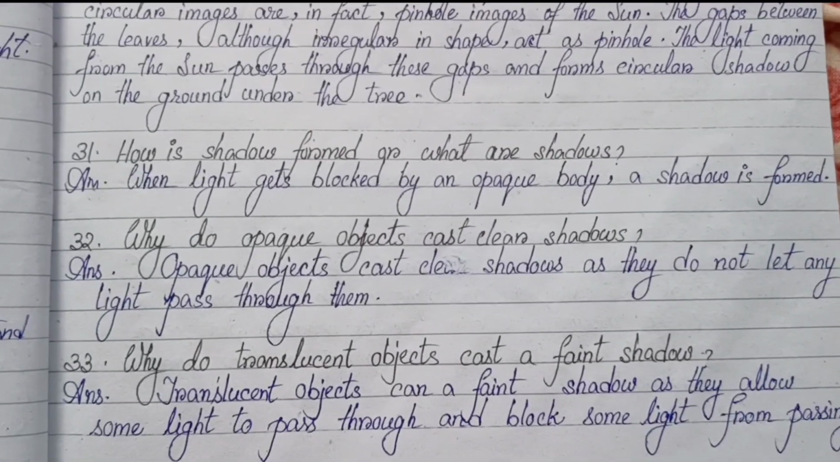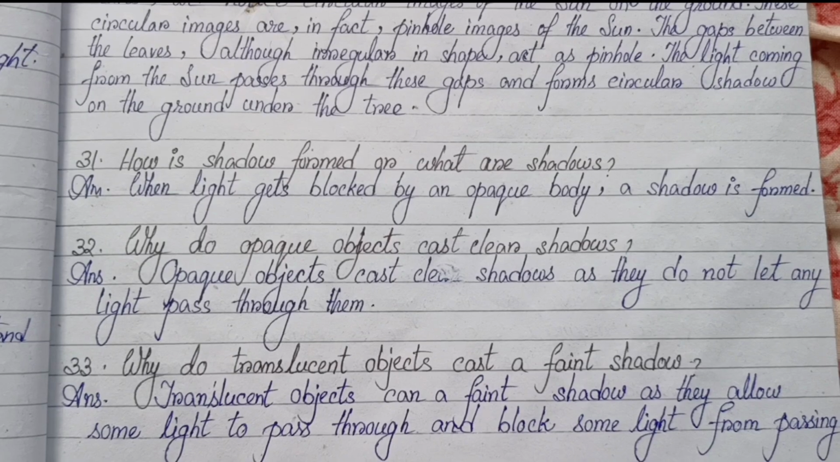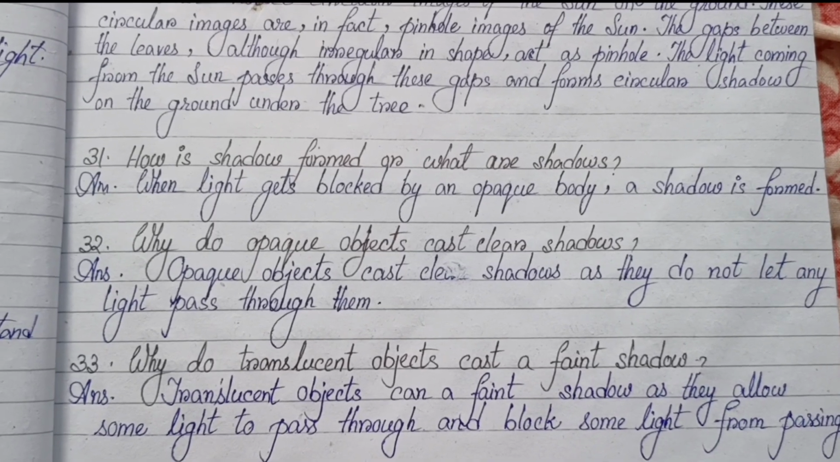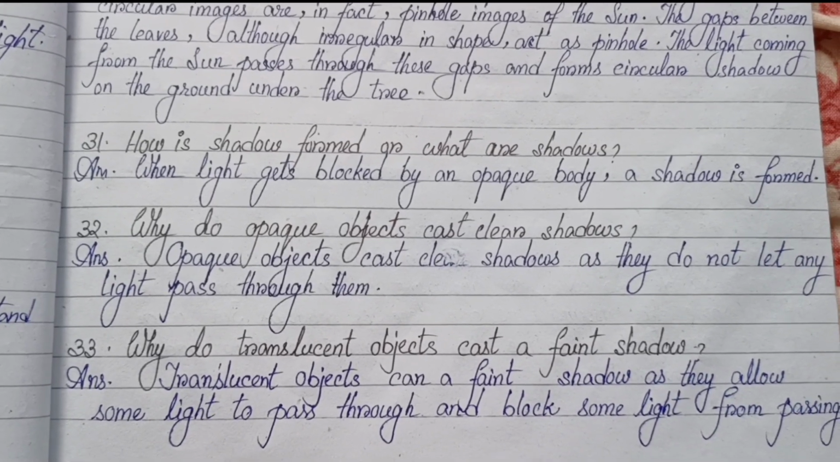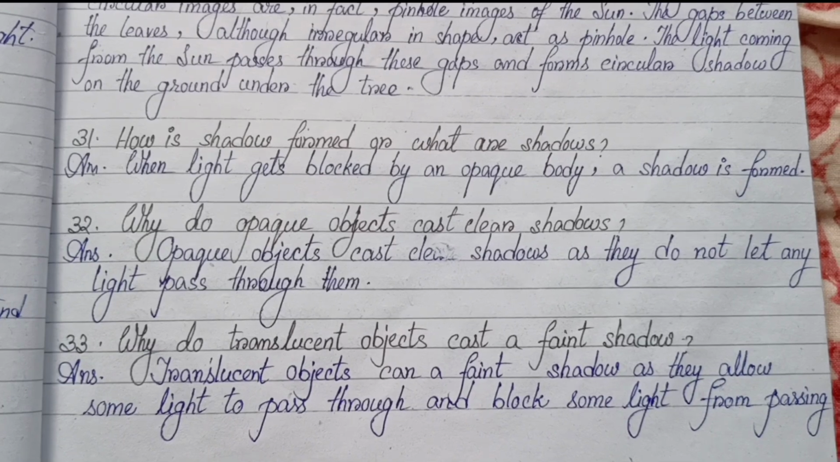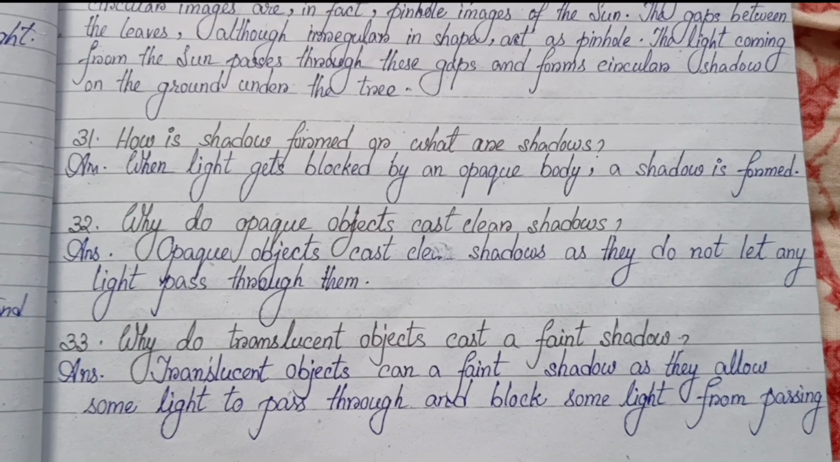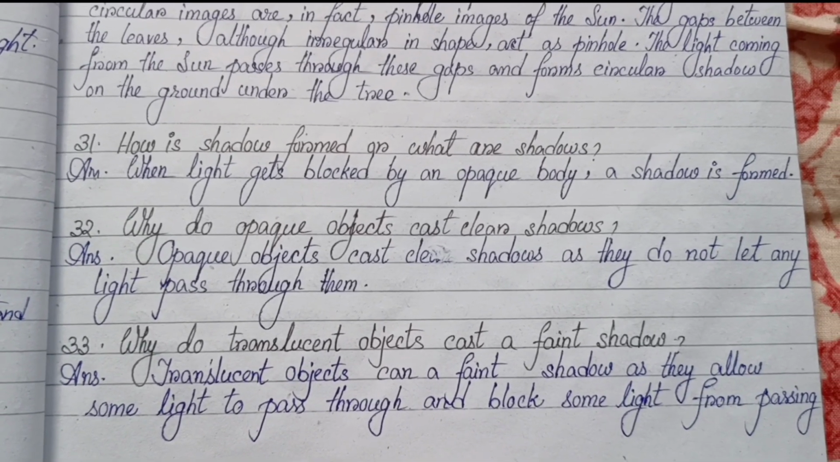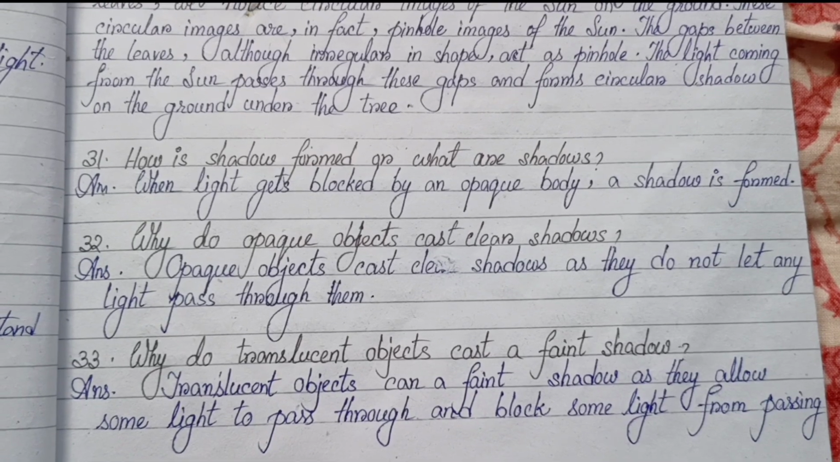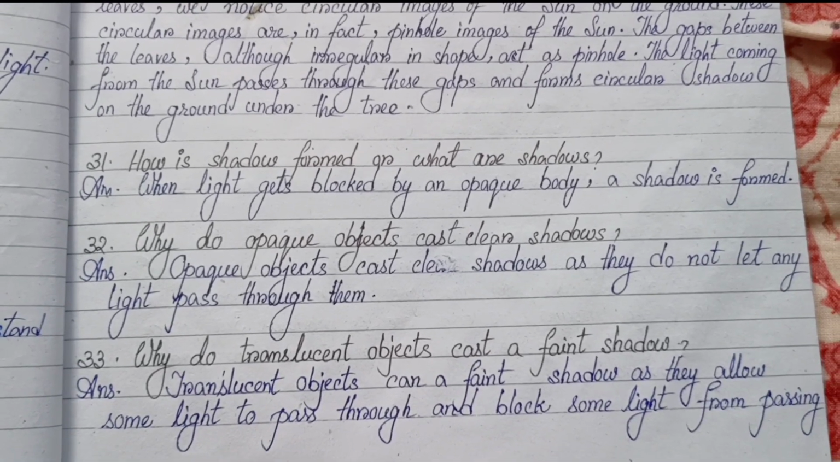Number 31, how is shadow formed or what are shadows? When light gets blocked by an opaque body, a shadow is formed. Number 32, why do opaque objects cast clear shadows? Opaque objects cast clear shadows as they do not let any light pass through them.